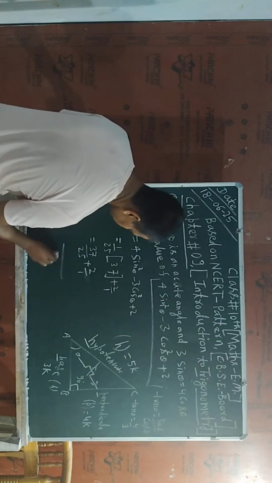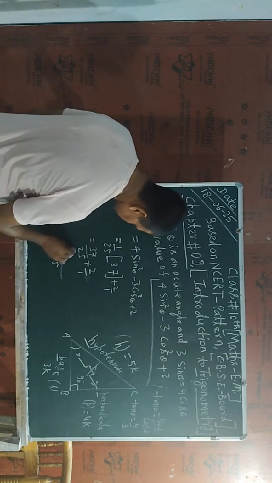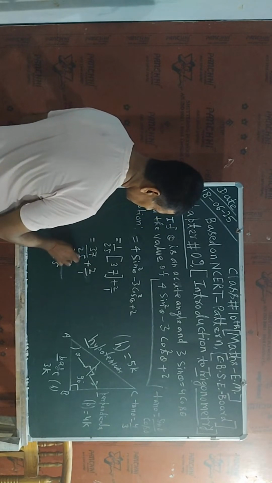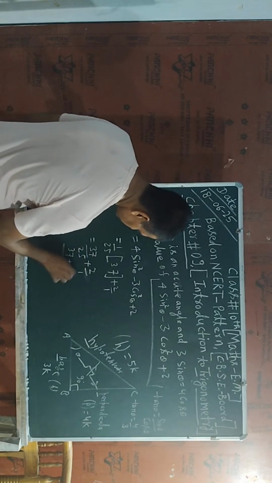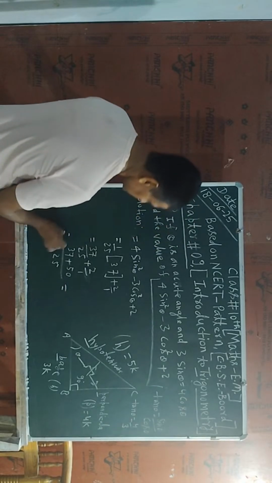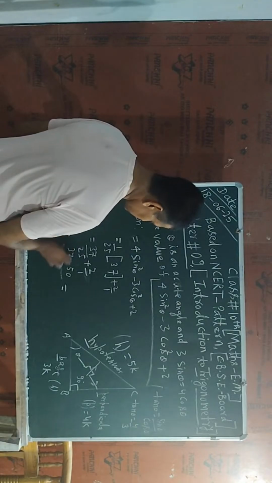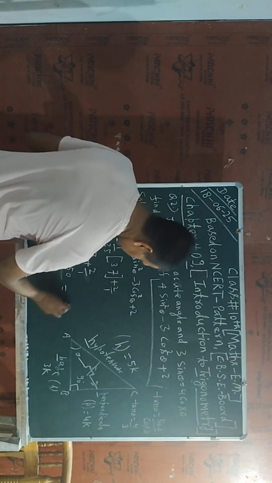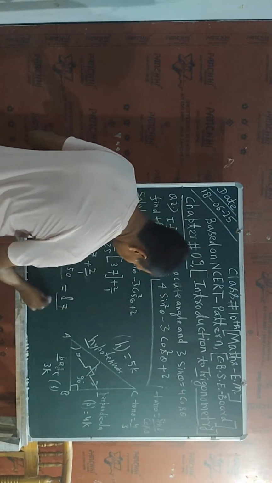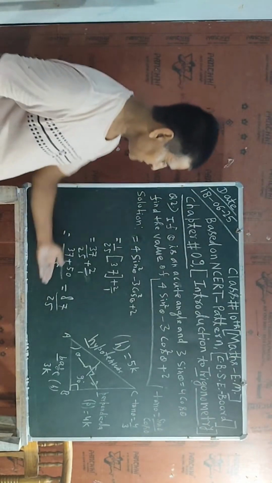Again I will take LCM 25, and I will multiply 1 with 37. So here I will write 37, and then here I will write 25 into 2 that will be 50. Further I will simplify. So I will add 37 plus 50. 7 plus 0 that will be 7, 3 plus 5 that will be 8, so 87 divided by 25. Okay, so after simplification I have got this value.